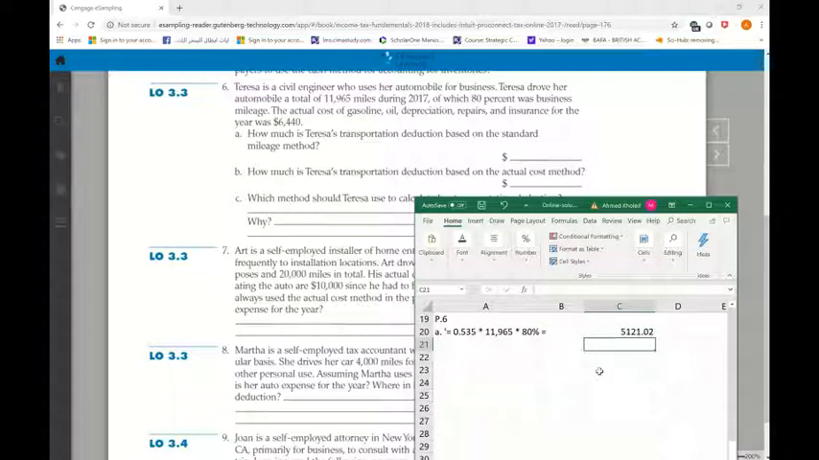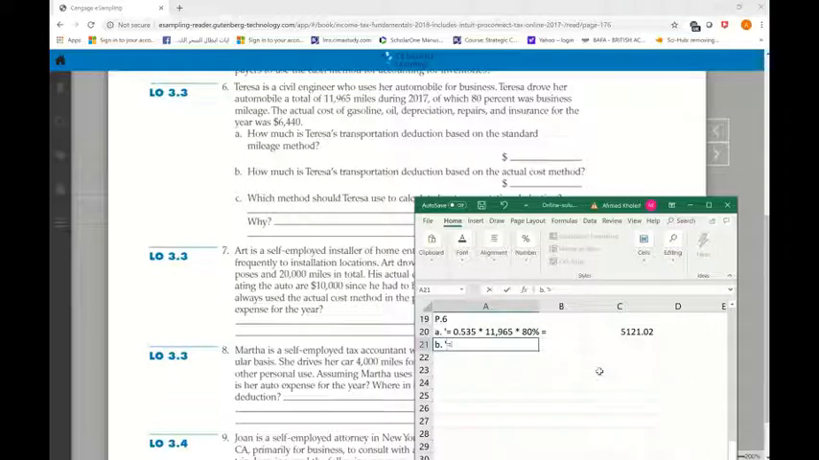So which is 5,121. Okay, so this is merely number A, which is the standard method. How much is Teresa's transportation deduction based on the actual method? So this is merely the actual method.